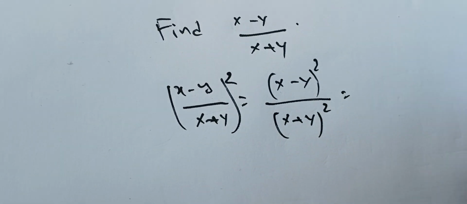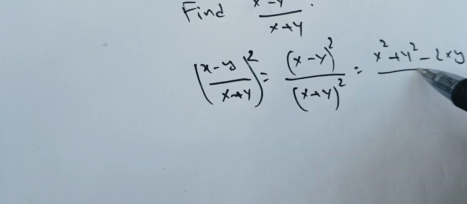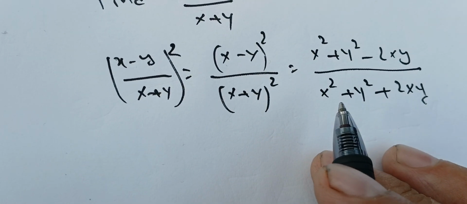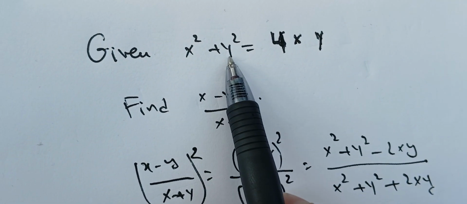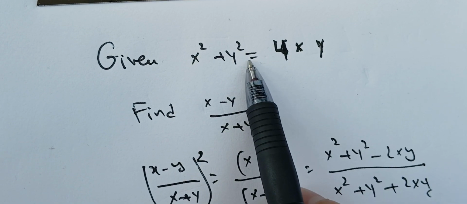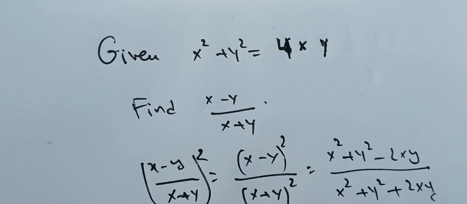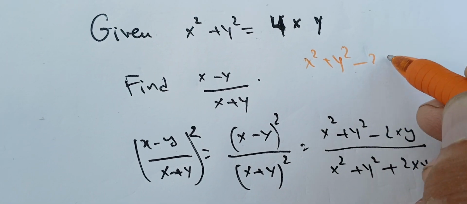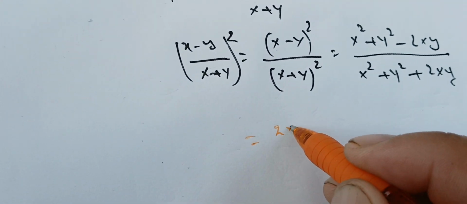Now using the identities, we have (x squared plus y squared minus 2xy) over (x squared plus y squared plus 2xy). This is good. Here we see that we have x squared plus y squared, so if we subtract 2xy from it, based on the condition we get just 2xy. So x squared plus y squared minus 2xy is 2xy. Here we have 2xy.